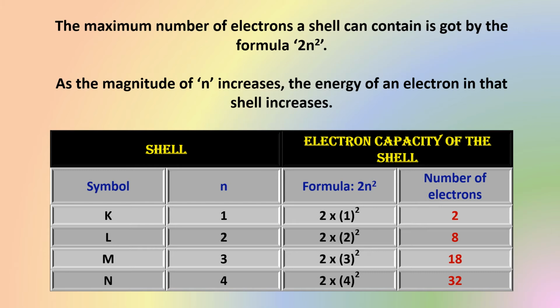So we can see here that the capacity of the K shell is only 2 electrons. So the first shell has 2 electrons. Second shell, which is the L shell, will have maximum 8 electrons. The M shell will have maximum 18 electrons. And the N shell, which is the fourth shell, will contain maximum 32 electrons.